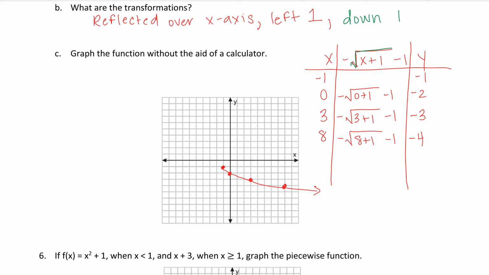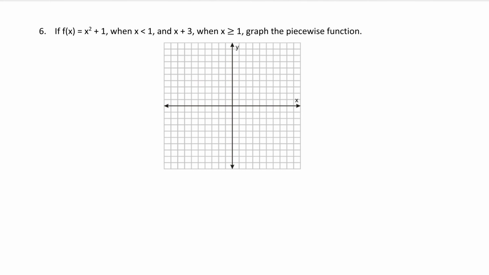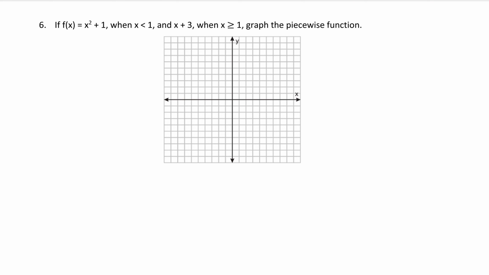All right, so we graphed our function. Now we're going to move on to piecewise functions. Piecewise functions are 2 graphs included in one. Okay, so there are some things that I'm going to notice first.